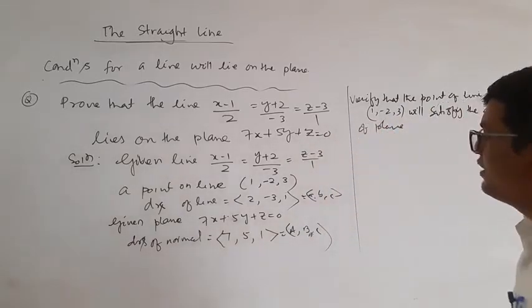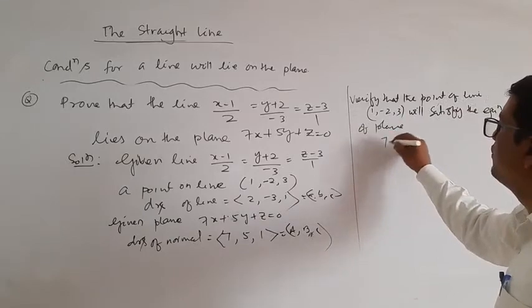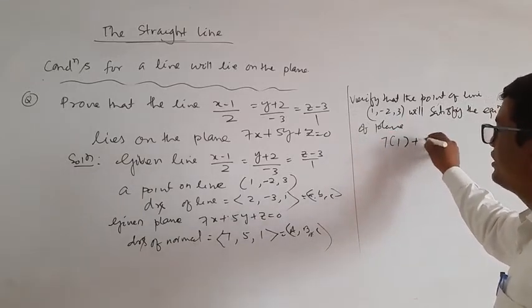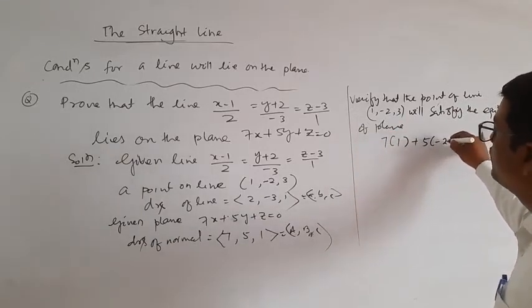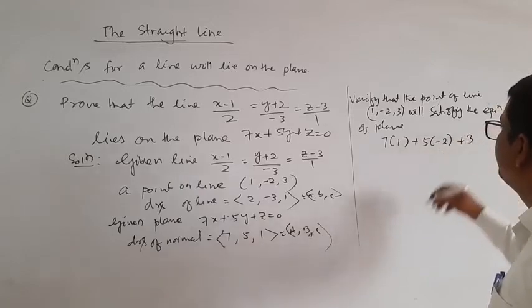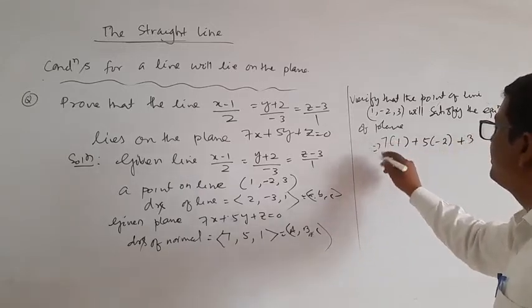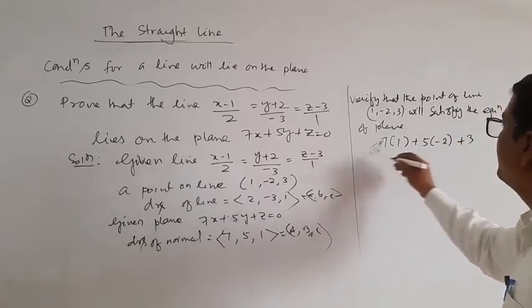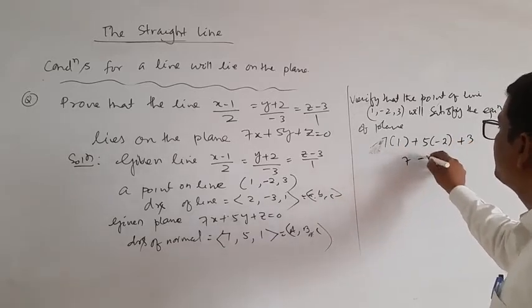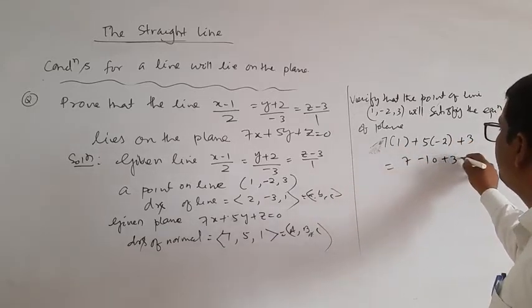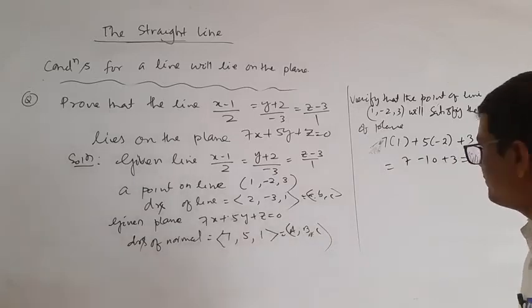So, equation of plane is what? That is 7 into 1 plus 5 into minus 2 plus 3, that is equal to what? That is equal to 0. Okay, 7 minus 10 plus 3 is equal to 0. So, this is satisfied.